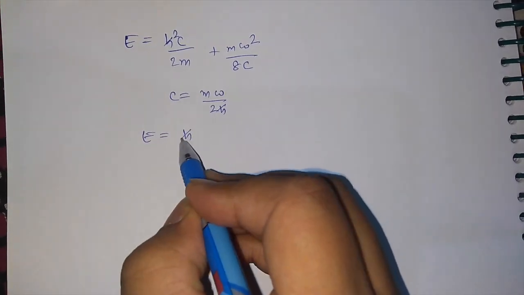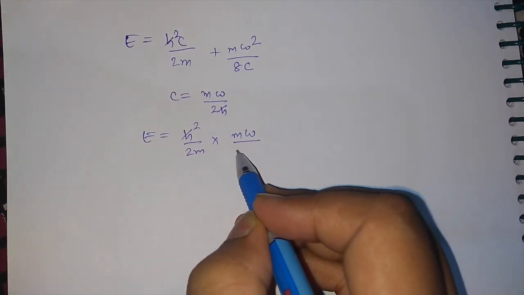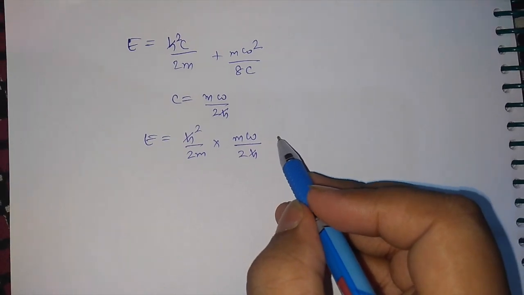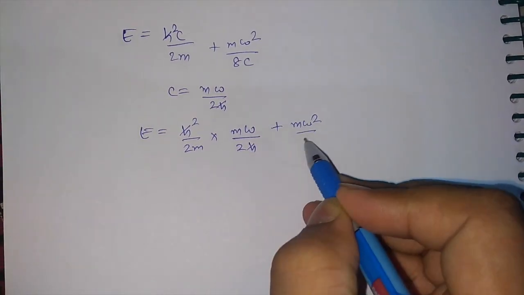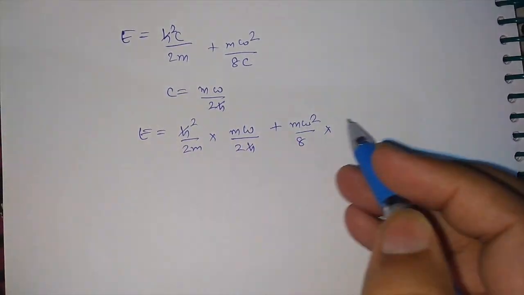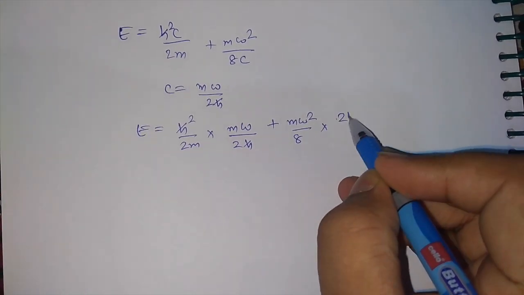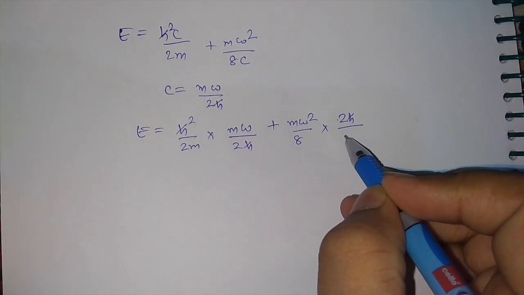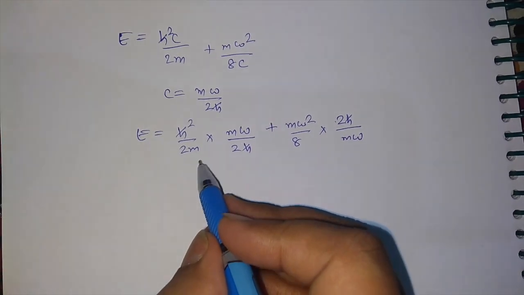So your energy will come out to be ħ² by 2m into mω by 2ħ. So this is what I have just put, the value of c over here, plus your mω² by 8 into, when I put the value of 1 by c, the reciprocal of this. So what will it be? It will be 2ħ by mω. Okay, now just multiply, calculate, solve, whatever is cancelling out.